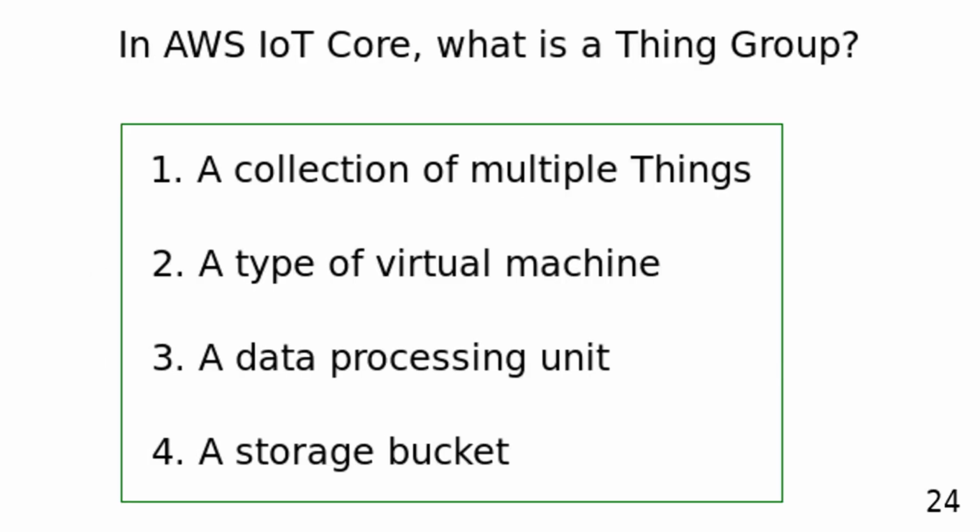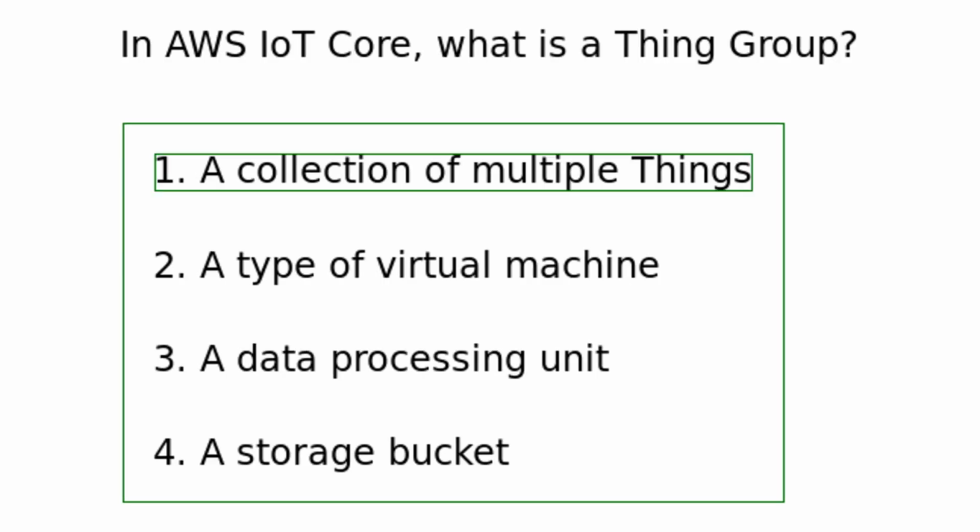In AWS IoT Core, what is a thing group? A collection of multiple things. A type of virtual machine. A data processing unit. A storage bucket. A thing group is a collection of multiple things, useful for managing devices collectively.